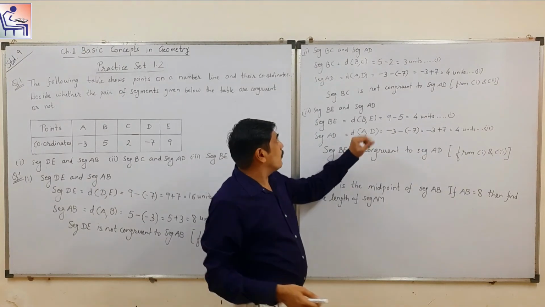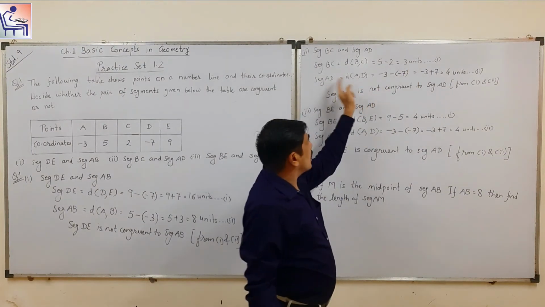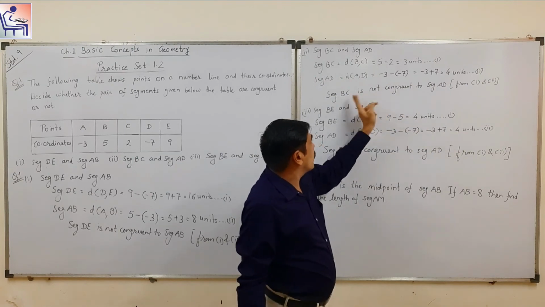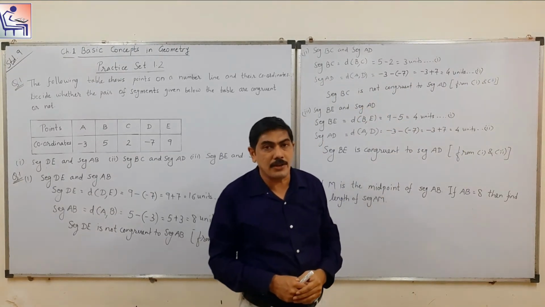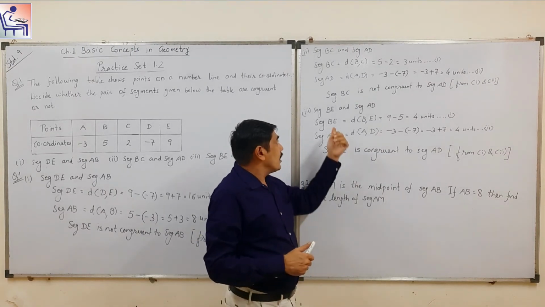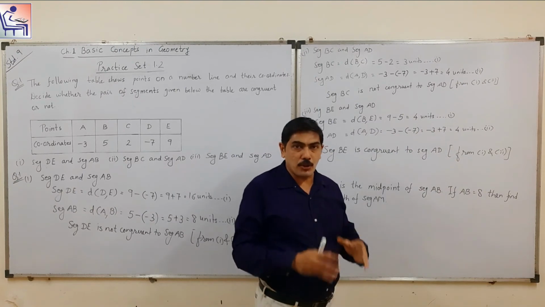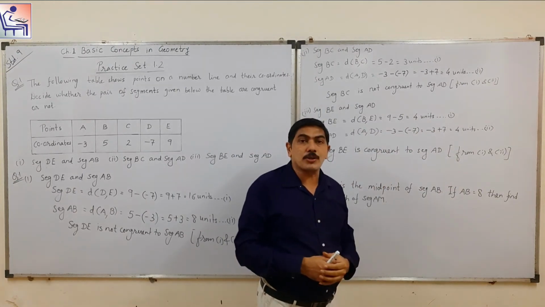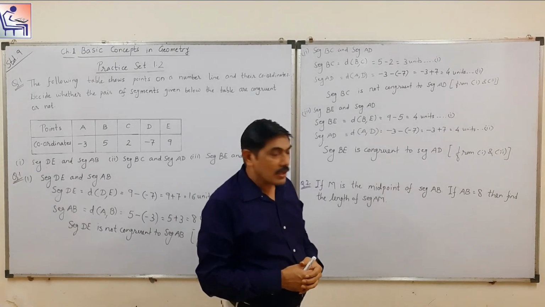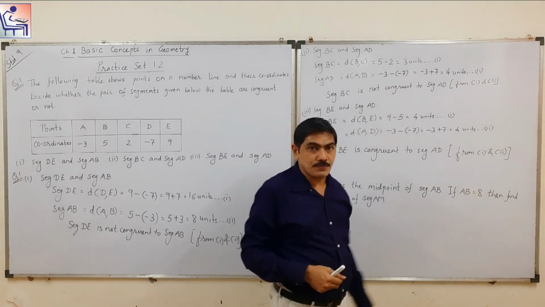In the second sum, you have seen the segment BC is 3 units and segment AD is 4 units, they are not equal, so I will write segment BC is not congruent to segment AD. But in the third sum, segment BE and segment AD are both 4 units, so I can say that segment BE is congruent to segment AD. Here we give the reason from 1 and 2.